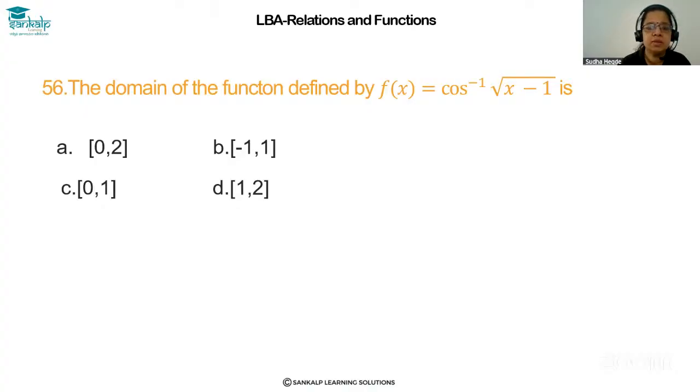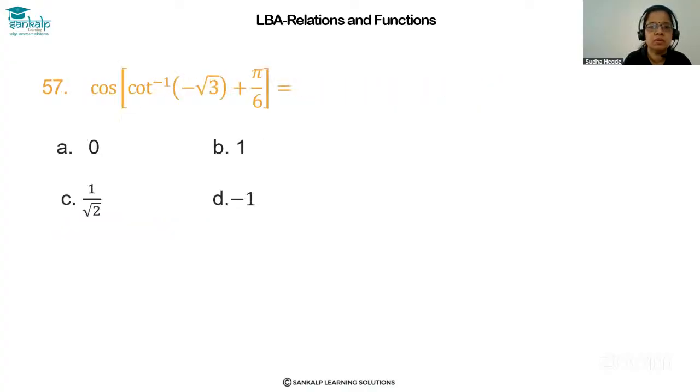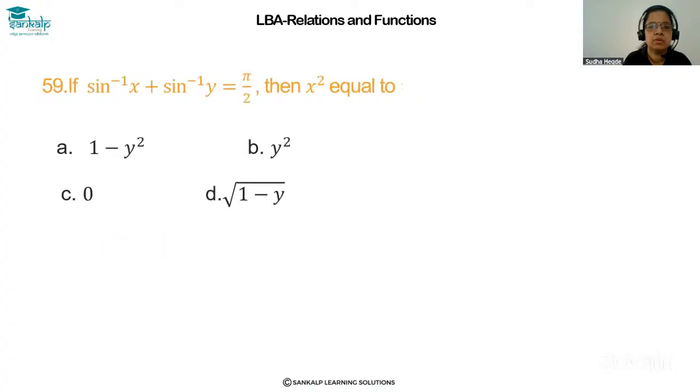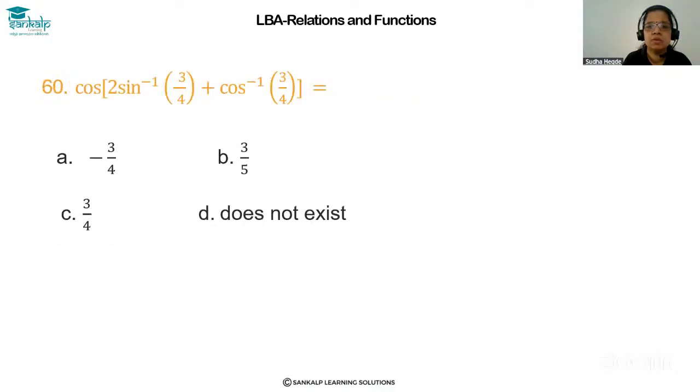Hi students, the question is cos of 2 times sin inverse 3 by 4 plus cos inverse 3 by 4 is equal to, you need to find the value of this expression. Option A minus 3 by 4, option B 3 by 5, option C 3 by 4, option D does not exist.